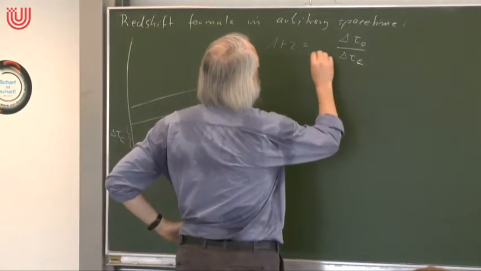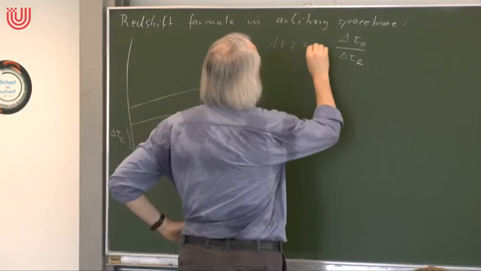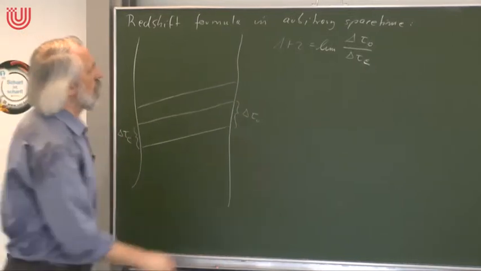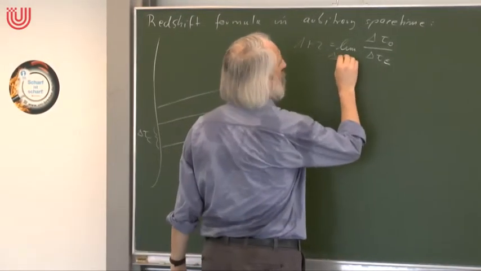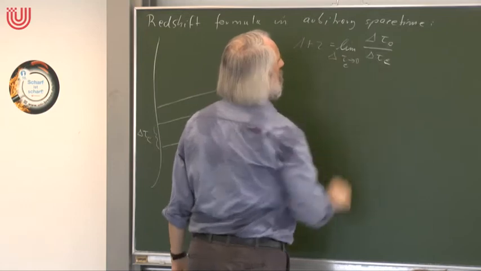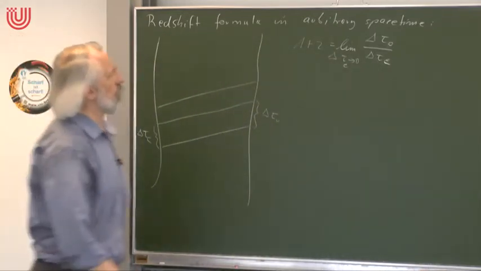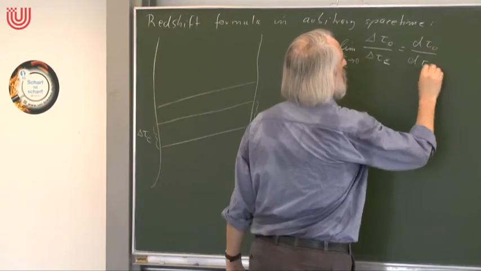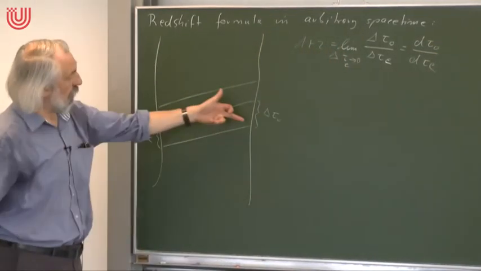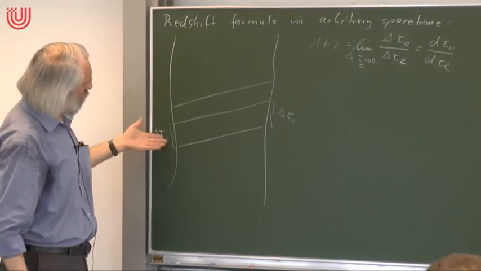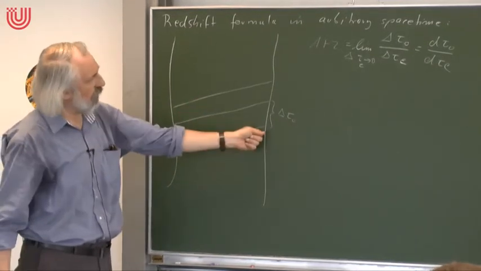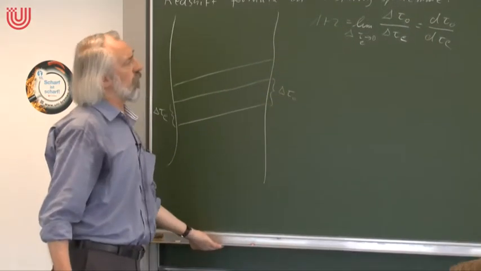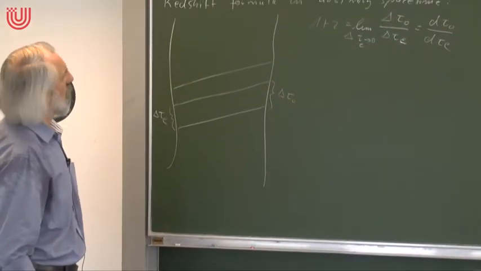Okay, and to make it definite, this quantity will depend on the interval, and to get a definite result, one considers the limit that this goes to 0. So this is then just a derivative, right? d tau O by d tau E. So we may view this as a map from tau E to tau O, and the redshift is just the differential quotient of this map.